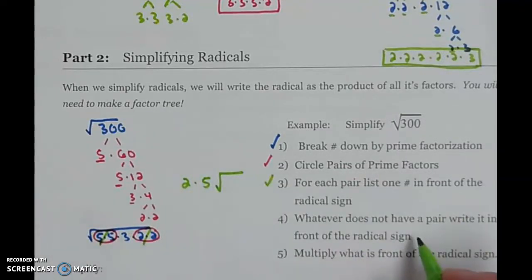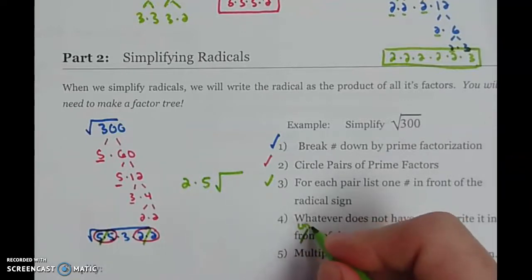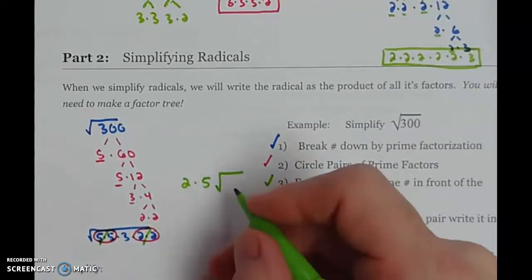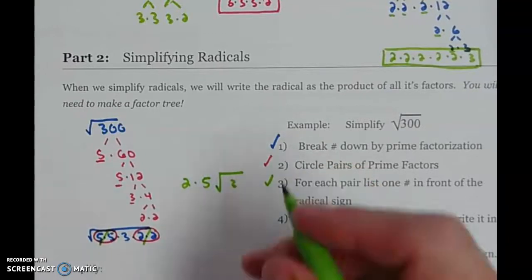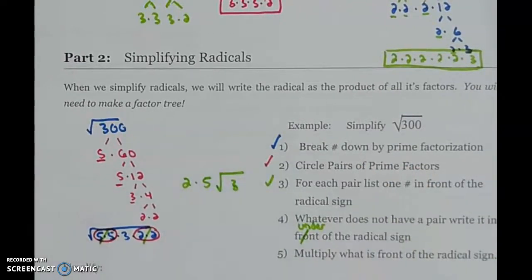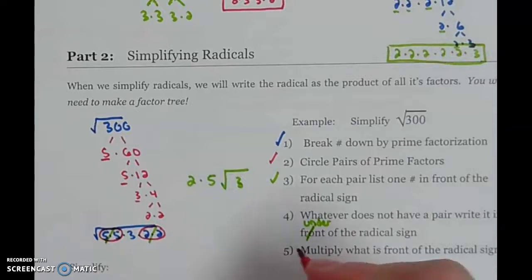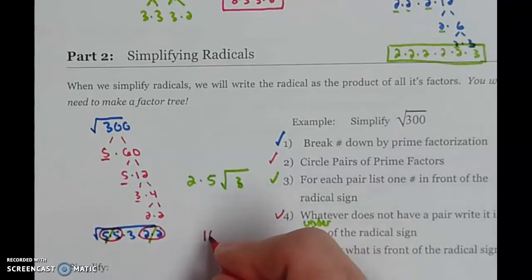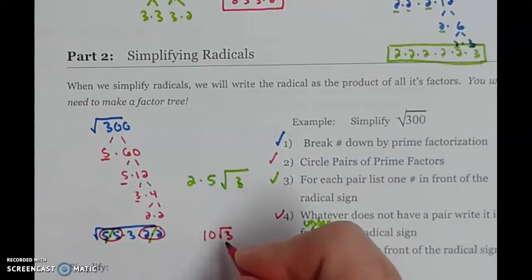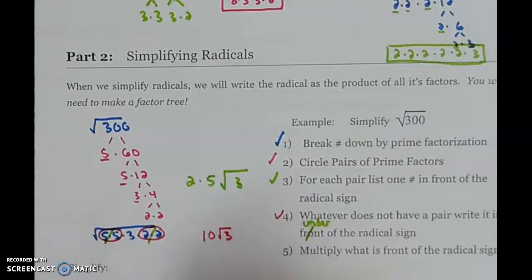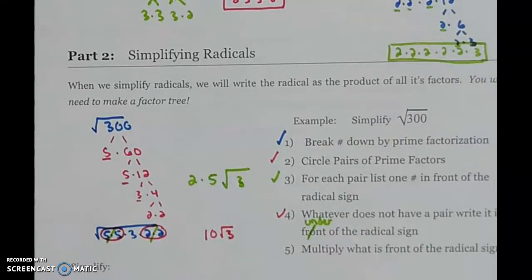Step 3 is whatever does not have a pair, we're going to write under the radical sign. So I'm going to put a 3 here, guys. So now we're just going to do the last thing. Multiply what's in front of the radical sign. So I get 10 square root of 30. Okay? 10 square root of 30 is what that simplifies out to be.